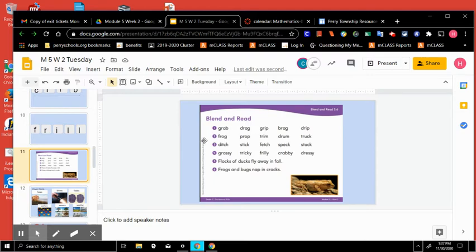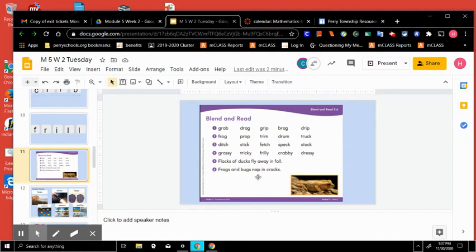Let's look at line 3. You can say it with me, or you can pause your computer and say it yourself. Ditch, stick, fetch, speck, stack. Ditch, stick, fetch, speck, stack.